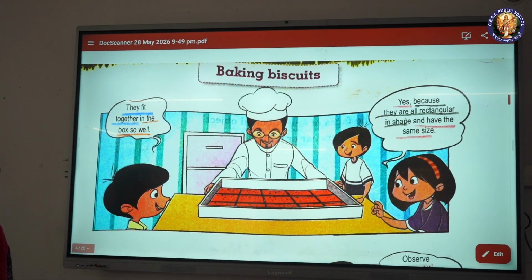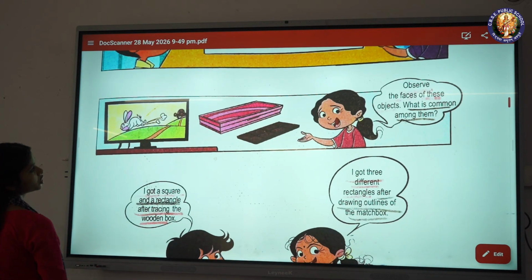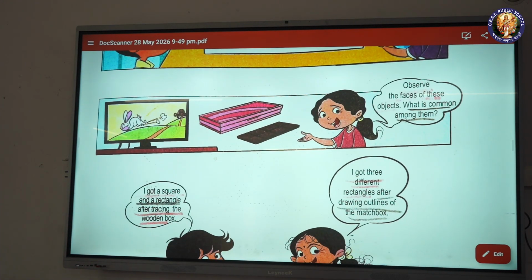Making biscuits. They fit together in the box so well. Yes, because they are all rectangular in shape and have the same size. Observe the faces of these objects. What is common among them? I got a square and a rectangle.